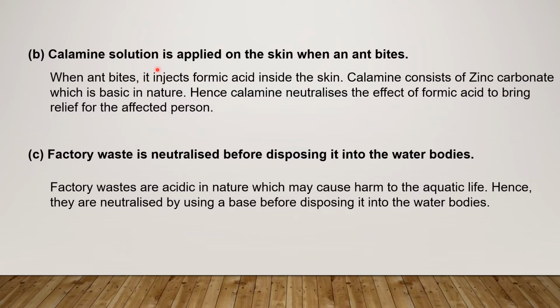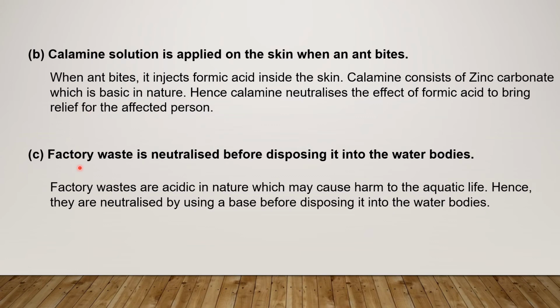In this question, first you have to write which acid is injected when an ant bites, that is formic acid. So you have to remember the words formic acid and calamine solution. To neutralize that formic acid, we have to apply a basic thing. Calamine solution is a basic solution and it contains what? Zinc carbonate, and the zinc carbonate reacts with the formic acid in a neutralization reaction, and that person gets relief.